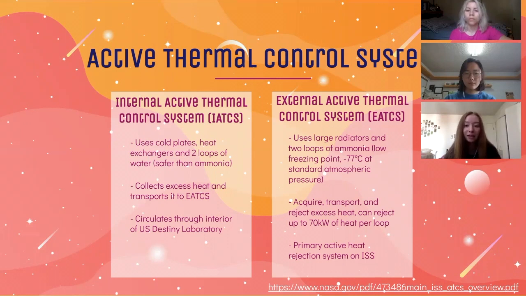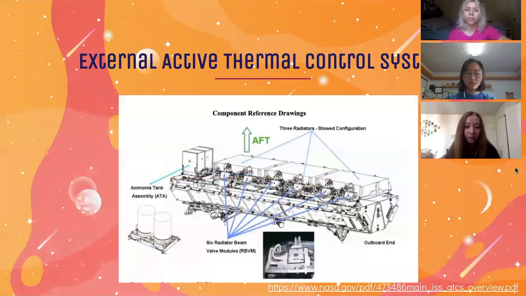The EATCS is the primary active heat rejection system on the ISS, and it has the capacity to reject up to 70 kilowatts of heat per loop. Here is a diagram of some of its components. You can see the radiators near the back and the ammonia tank on the left. All systems utilize 2 loops so that if one fails, the system will still be able to run.